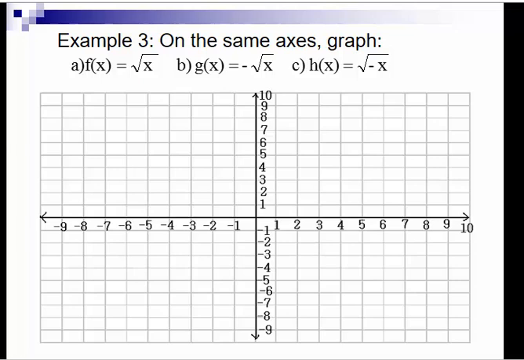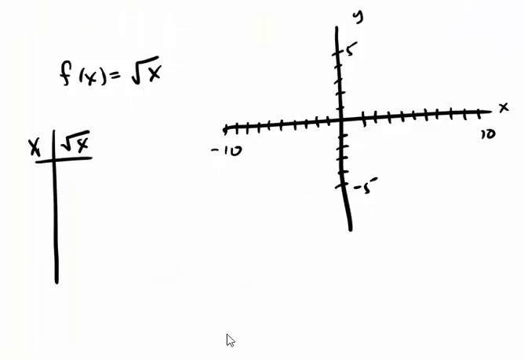Here, I'm not going to do negative 2 to 2 because the square root of negative numbers are imaginary. So I'm going to use perfect squares. I'm going to use 0, 1, 4, and 9. So the square root of 0 is 0, square root of 1 is 1, square root of 4 is 2, and then 3. We get 0, 1, 2, 3 for those y values. So this graph actually starts at 0, 0, goes through 1, 1, 4, 2, and 9, 3, and we get this graph.